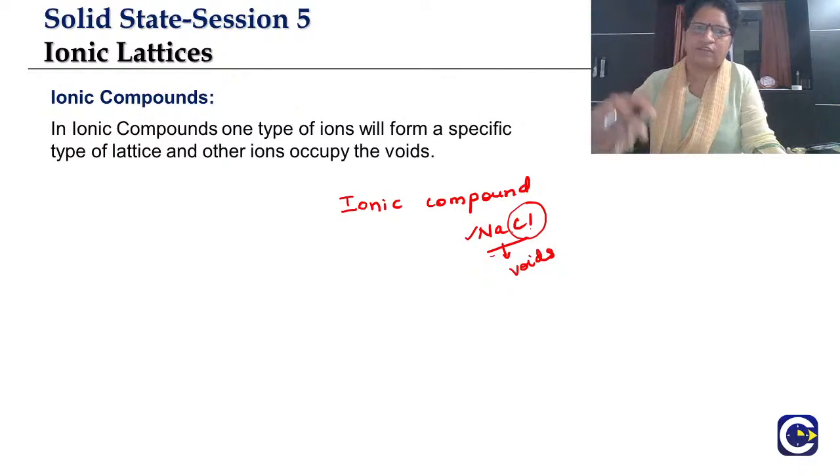So today let's see how the ionic compounds are arranged in the crystal structure. We'll go about the sodium chloride structure, which we call rock salt. We'll also go with the cesium chloride structure, the body centered, and then we'll also talk about zinc sulfide and all other structures. We'll take a few ionic compounds and then do it.